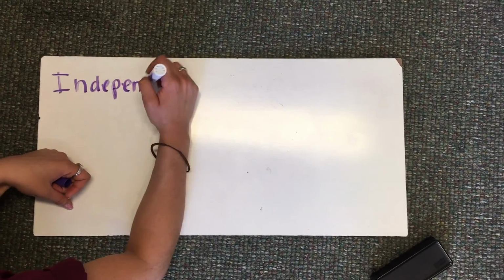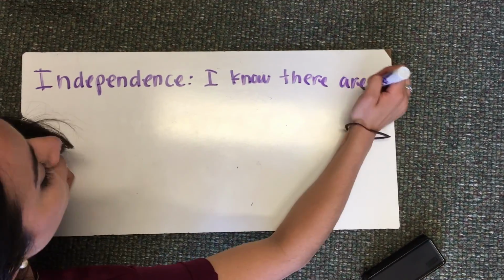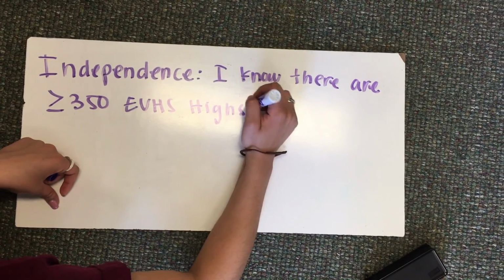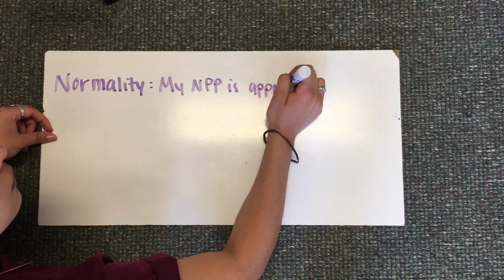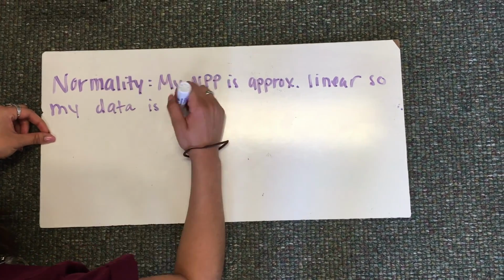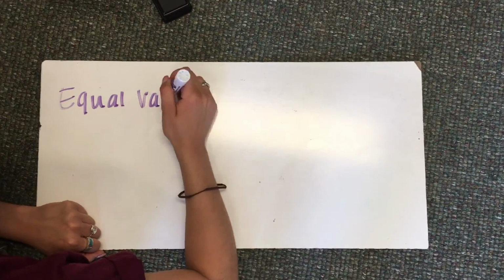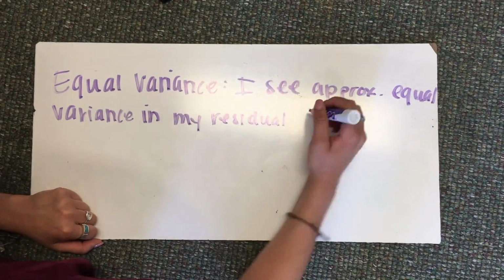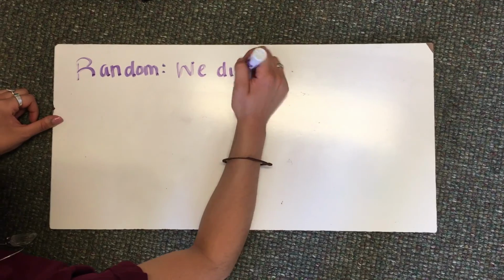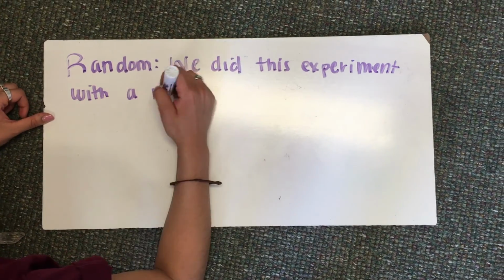I stands for independence. I know they are greater than or equal to 350 EVHS high school upperclassmen. N stands for normality. Our MPP is approximately linear, so our data is approximately normal. E stands for equal variance. We see approximately equal variance in our residual plot. R stands for random. We did this experiment with a random sample.